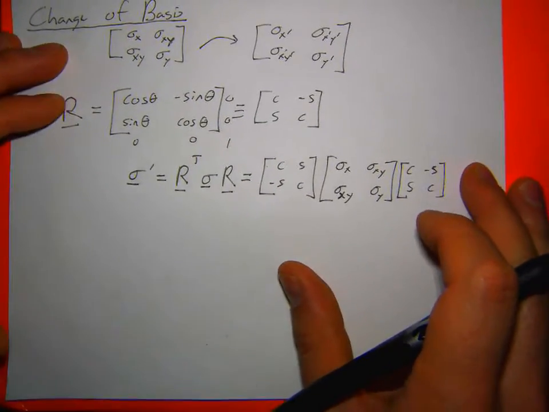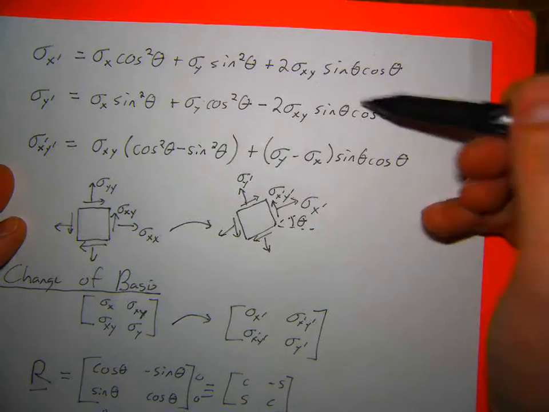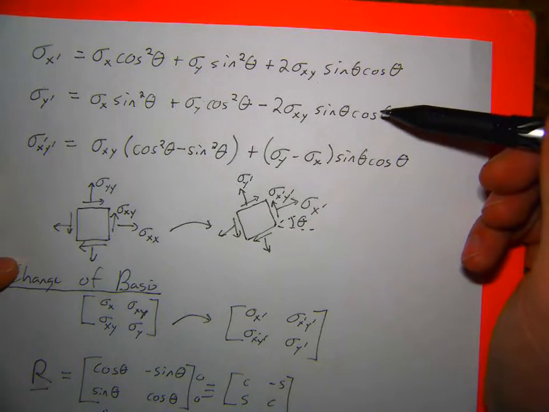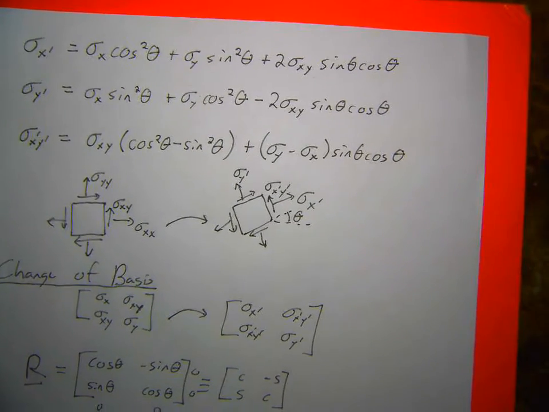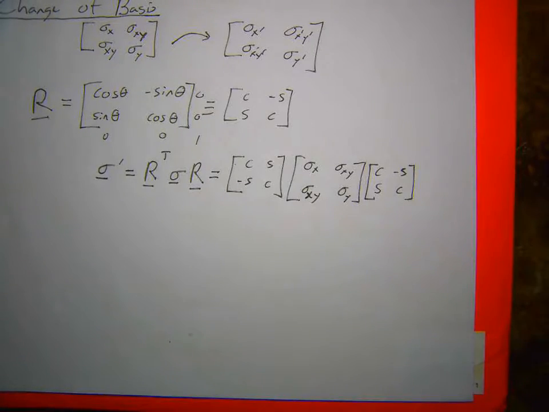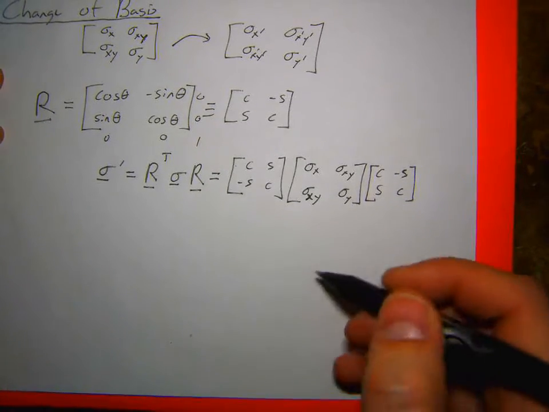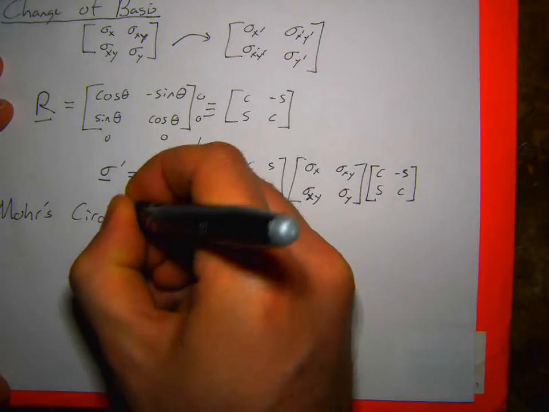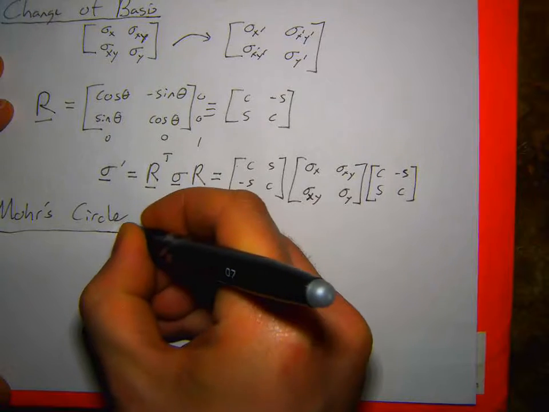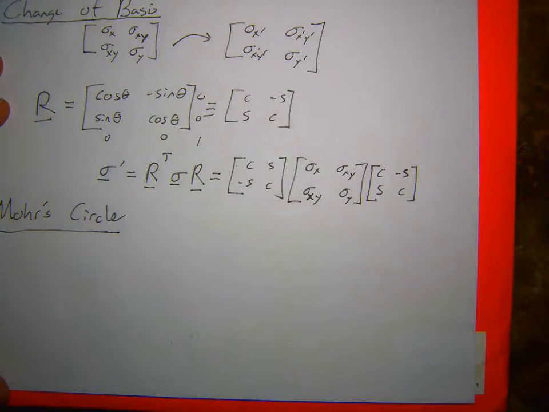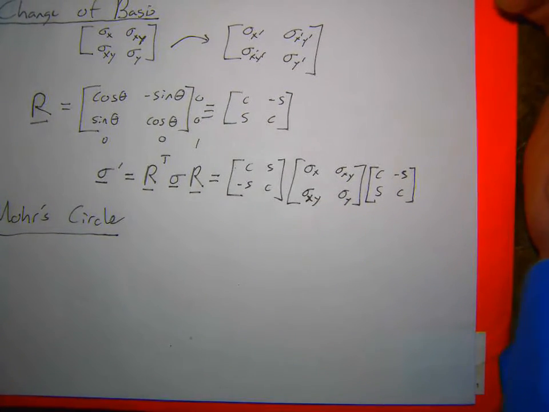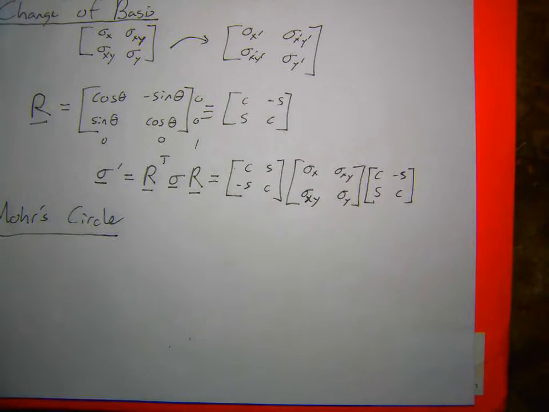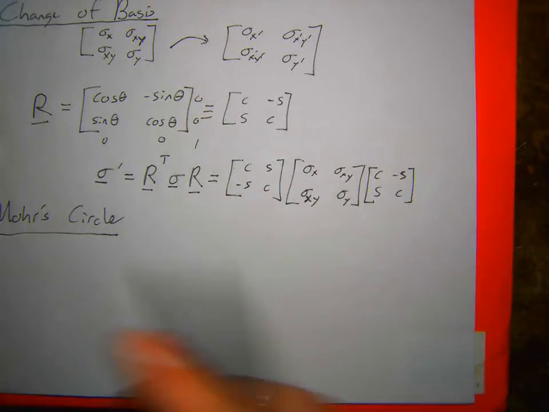Awesome. So if I take these same equations and I throw some trigonometric identities at them, now we're going to talk about Mohr circle, which is a convenient visual way of representing these stress and strain transformations. Particularly, what Mohr circle is useful for is finding principal stresses and principal stress directions, which we'll talk about once we get through Mohr circle.